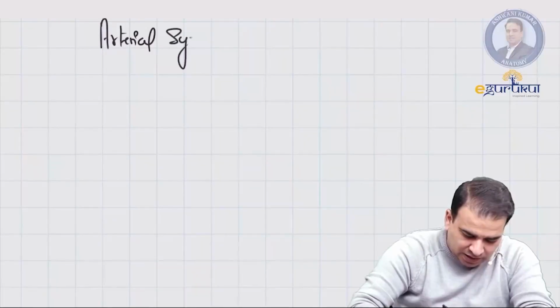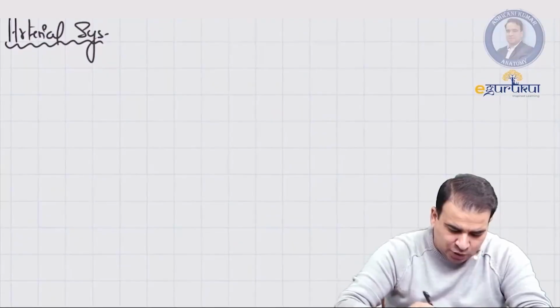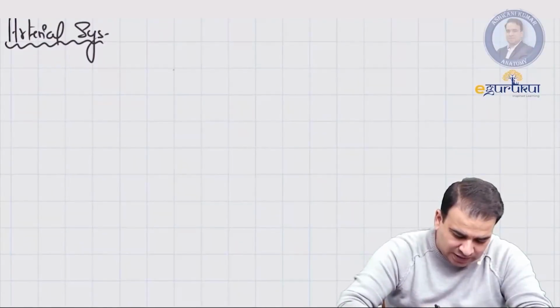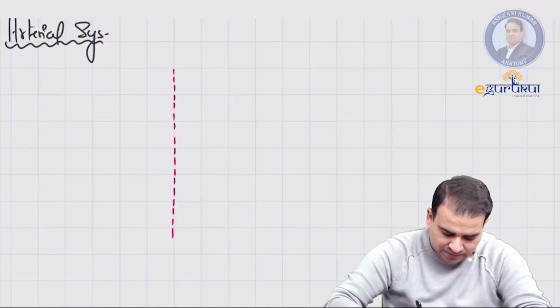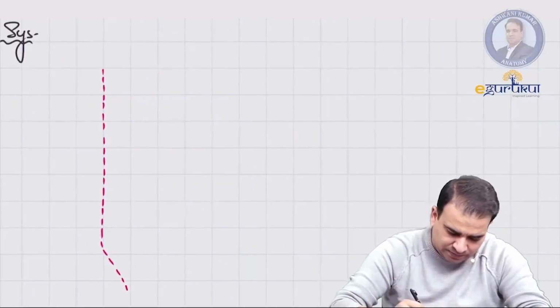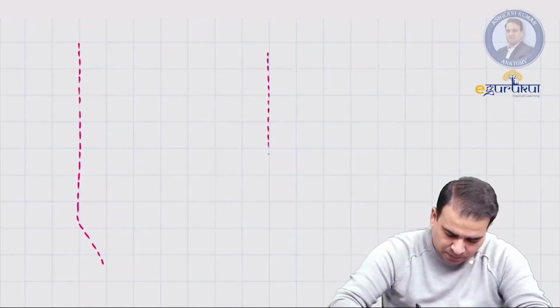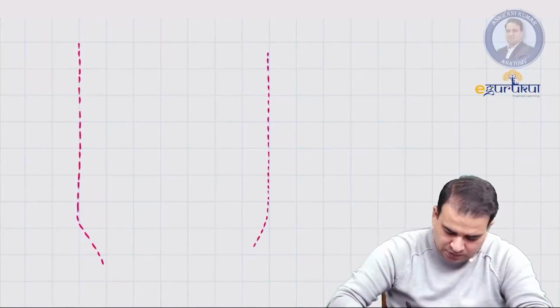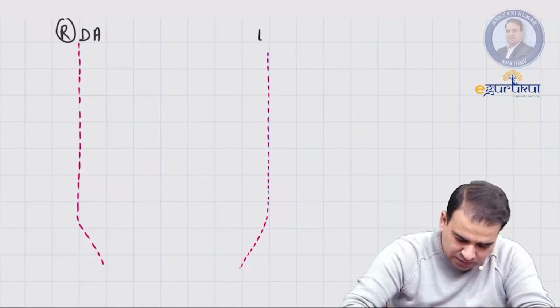So in the development of the arterial system, you will see that we have the two dorsal aorta. We have a right and a left dorsal aorta. Once again, I'm using these dotted lines here. This is the right dorsal aorta here, and then we have this left dorsal aorta. That is right dorsal aorta and that is left dorsal aorta. I'm writing in short: right dorsal aorta, left dorsal aorta.